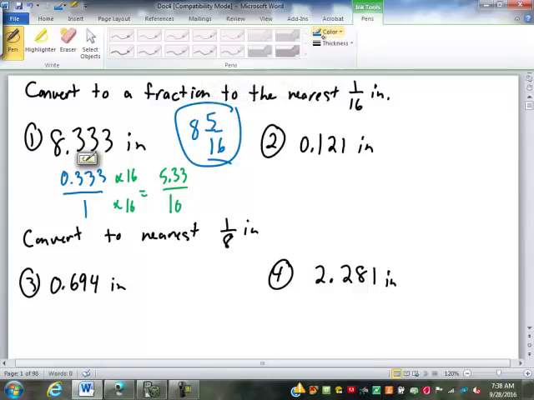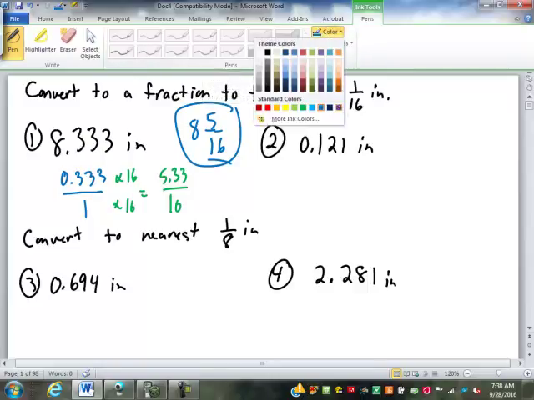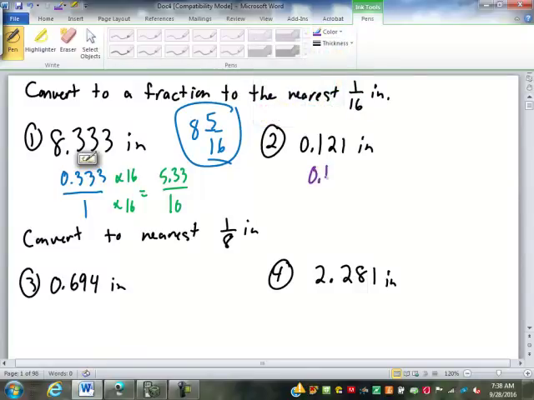Okay, for the next one, there is no whole number. So we just have to take the 0.121, put it over 1, and we want it to the nearest 16th. So 1 times 16 is 16. 0.121 times 16 is 1.92636.